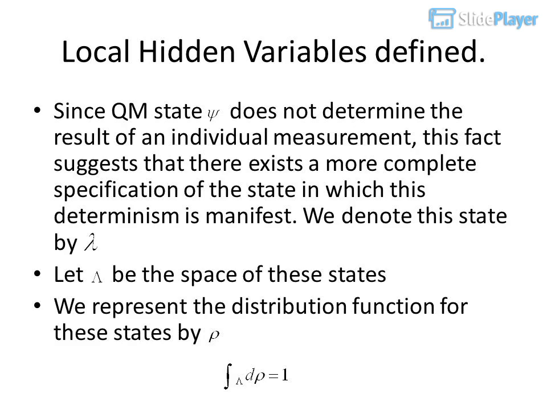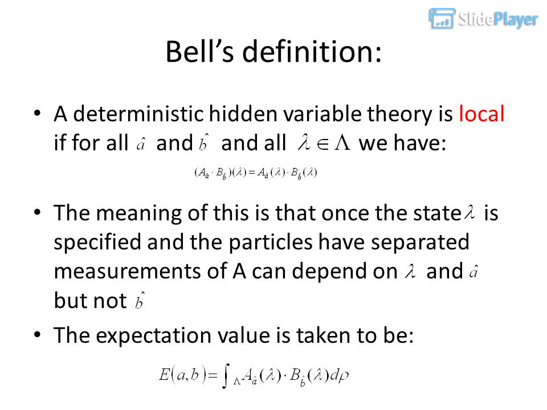Local hidden variables defined. Since the QM state does not determine the result of an individual measurement, this fact suggests that there exists a more complete specification of the state in which this determinism is manifest. We denote this state by λ. Let Λ be the space of these states. We represent the distribution function for these states by ρ(λ). Bell's definition. A deterministic hidden variable theory is local if for all a and all b we have. The meaning of this is that once the state is specified and the particles have separated, measurements of A can depend on a and λ but not b. The expectation value is taken to be.